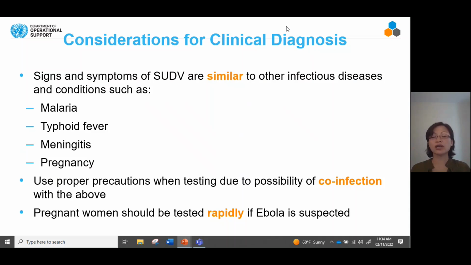Other considerations for clinical diagnosis: many times the signs and symptoms are very similar to other infectious diseases like malaria, typhoid fever, meningitis, or even pregnancy. Just be aware that sometimes these things can also occur as co-infections with Ebola, so that you could have both malaria and Ebola at the same time. And just to note that pregnant women should really be tested early and rapidly if Ebola is suspected.